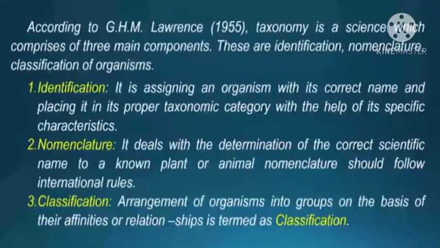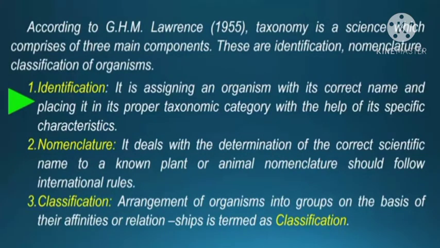According to G.H.M. Lawrence, 1955, taxonomy is a science which comprises three main components. This is very important. Previously, we mentioned four characters. Here, according to Lawrence, taxonomy is a science which comprises three main components. These are identification, nomenclature, and classification of organisms.